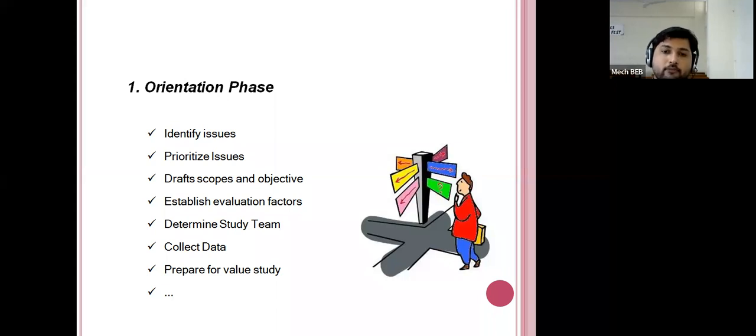Then determine what the different scopes for the improvement are, and you can determine the objectives of those particular scopes. Then you can evaluate different factors related to those particular scopes. Then determine the study team who will work on that particular product, the value analysis of the product. So that will be formed, and the further thing is that the data will be collected and the study will be prepared related to the product.